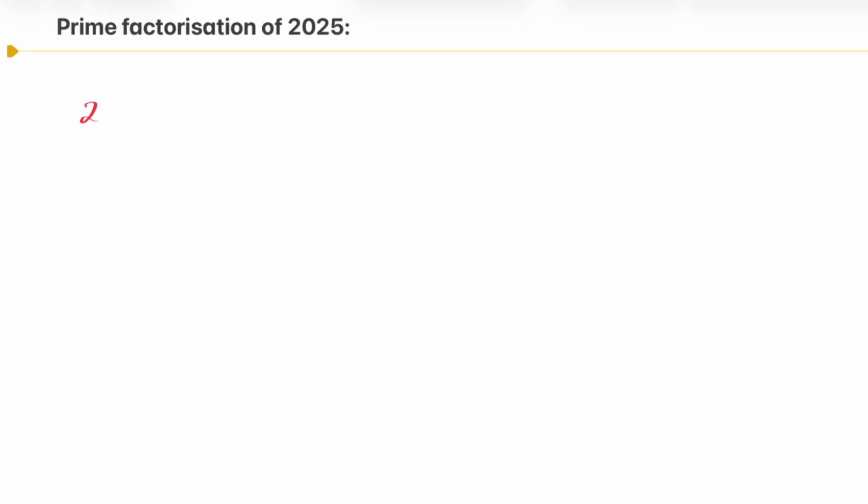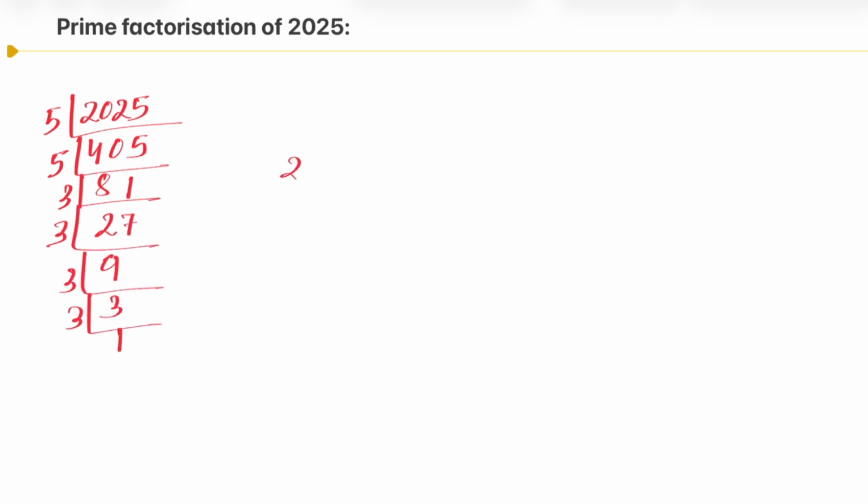Next, it is asked to do prime factorization of 2025. If we do prime factorization of 2025, it is 5 into 5 into 3 into 3 into 3 into 3.